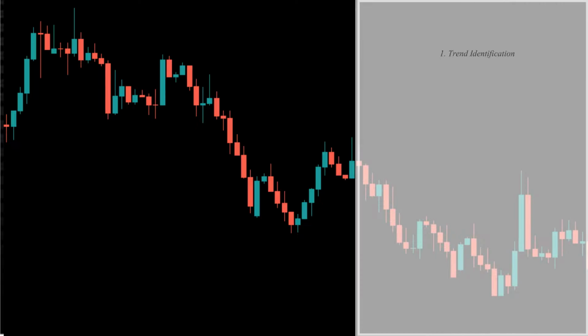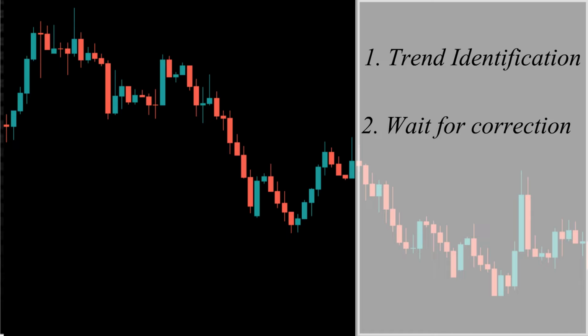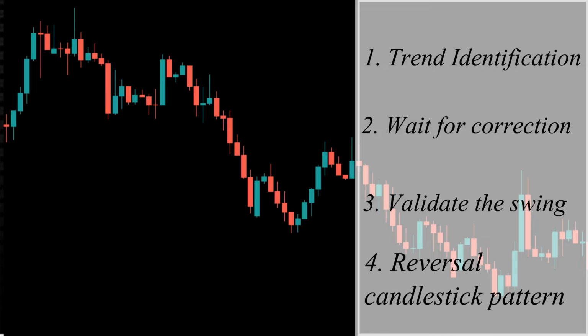Remember, first, we identify the trend, confirming this as a downtrend. Then we wait to see a corrective move to the upside, which after the corrective move, we check inside the corrective move to see if we have 2, 3, or 4 healthy bullish candlesticks. After identifying the bullish candlesticks, we also confirm this as a valid swing high. Then we look for candlestick for entry, which is our bearish reversal candlesticks, the shooting star.